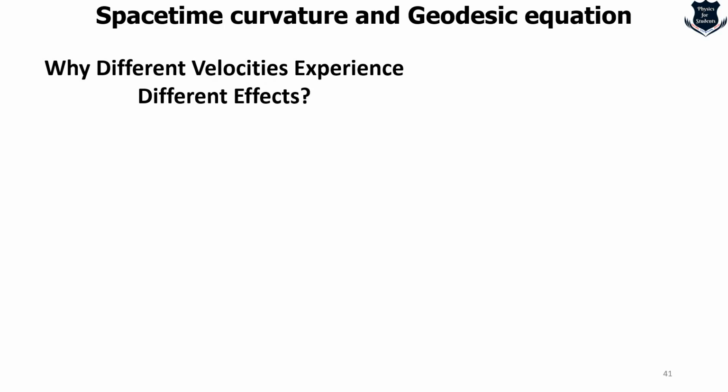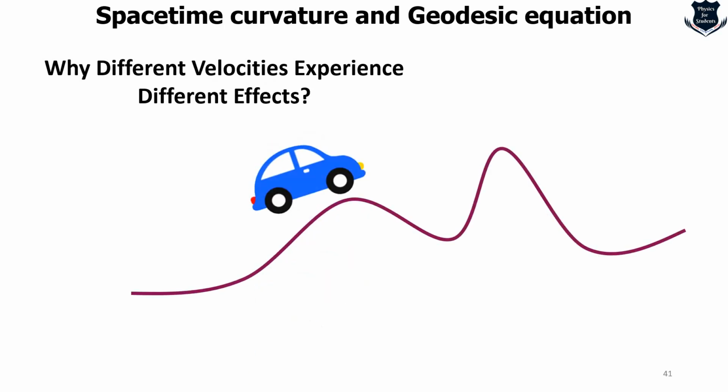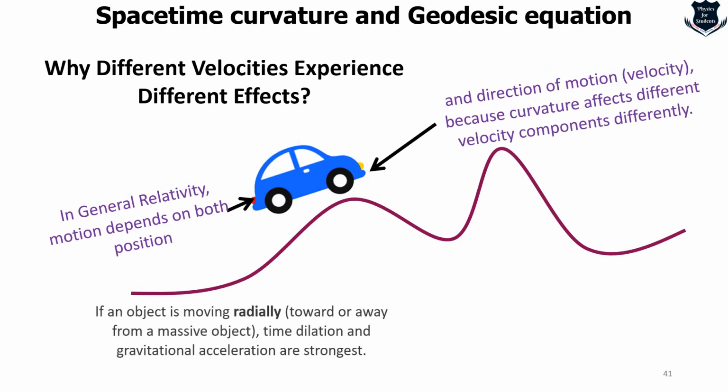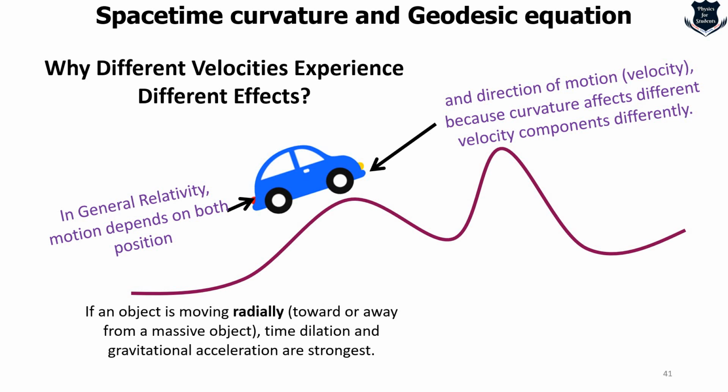And here is a nice diagram. Say for example, this is a curved path. Why different velocities experience different effects. And this car is moving. So it will depend both on the position as well as the direction. So from here, what we can get, there are two important things.